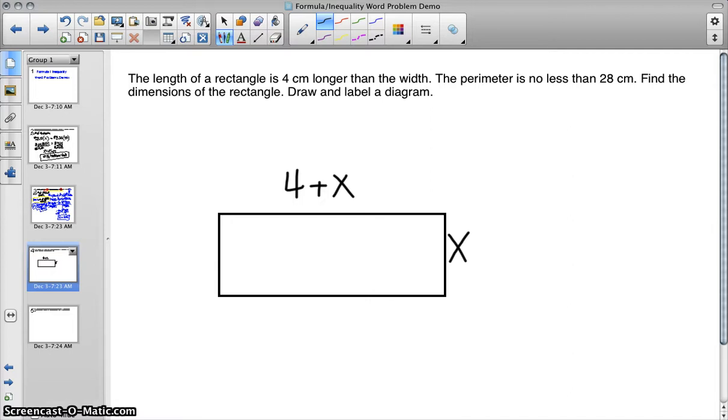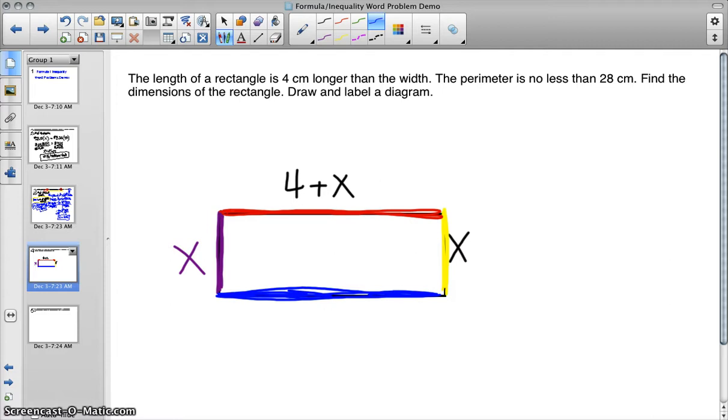So if the yellow side is x, what is the purple side? Well, it's got to be x too. And if the red side, these are going to be terrible clashing colors, but that's okay, the red side is 4 plus x. What is the blue side down here? That's got to be 4 plus x too, because we know a rectangle is a parallelogram, and in a parallelogram, opposite sides are congruent.